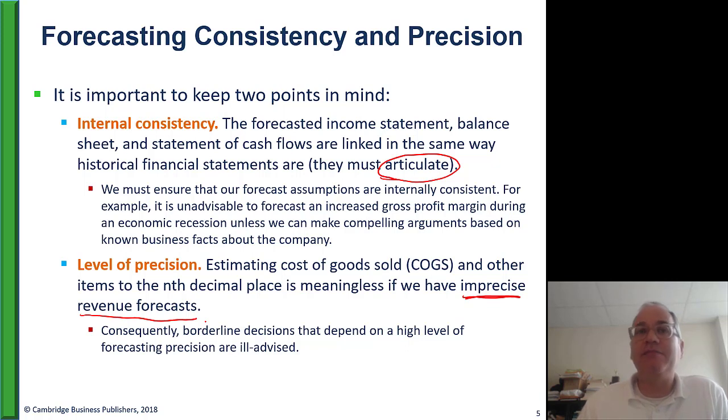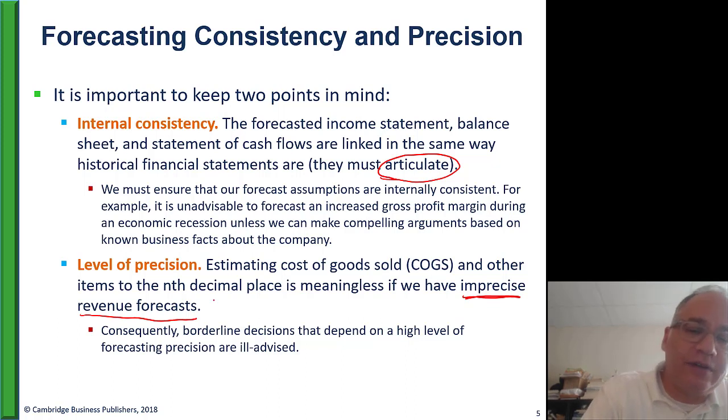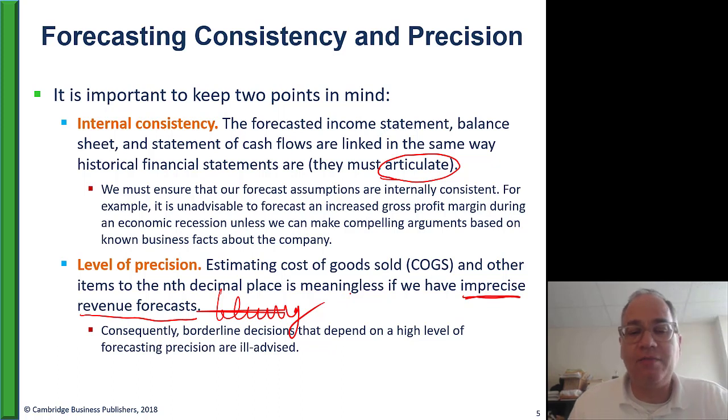So it's meaningless to have a forecast where you have very high levels of precision 5 years into the future. That's just not going to happen. It doesn't work that way. So your level of precision is going to be very blurry. And you just have to assume that not everything's going to be perfect. It does need to balance, and everything needs to articulate, but it's not going to be perfect.